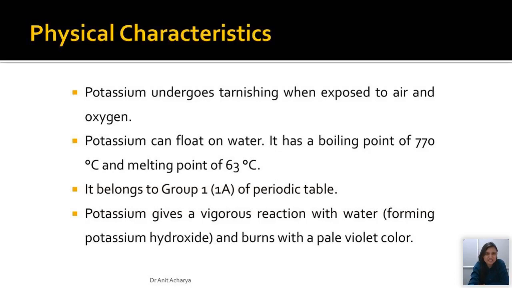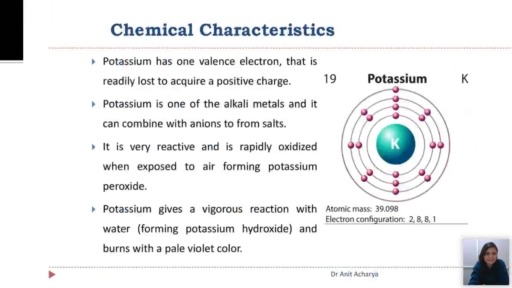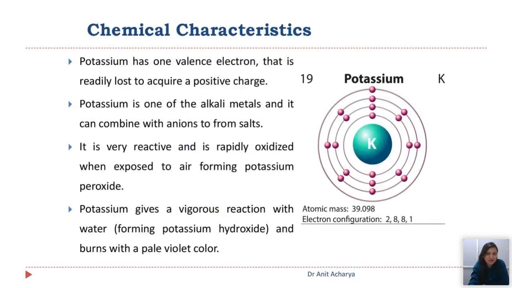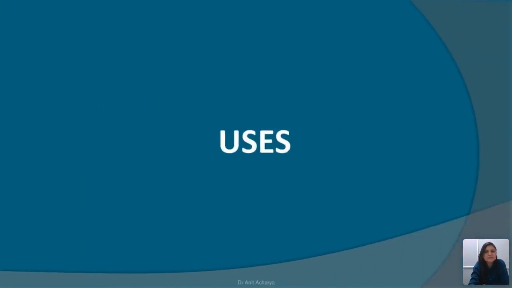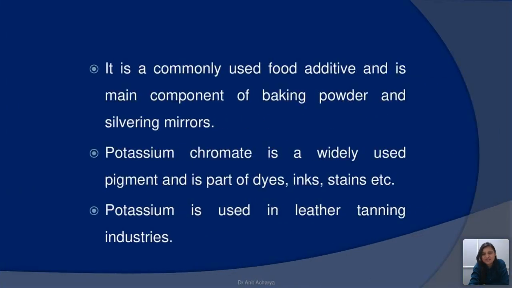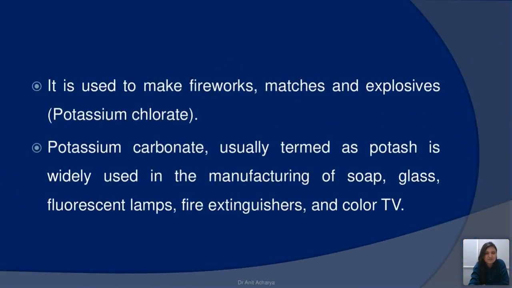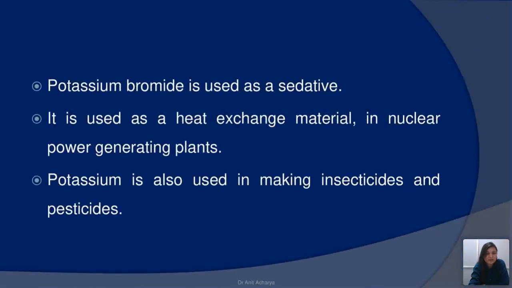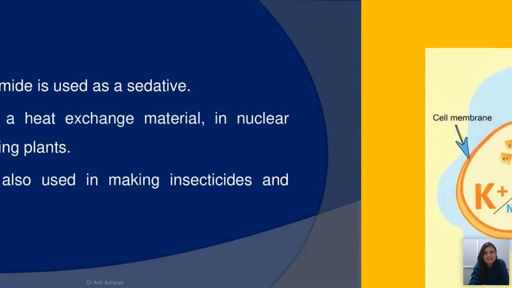Coming to the periodic table, after this slide is how we study the chemical characteristics. The uses: it is used in NPK fertilizer, where along with nitrogen and phosphorus, potassium is equally important. Then these are the uses: used as an additive, in dyes, leather tanning. This is just for brushing up. Potash is used for preparing soaps, and as a sedative, insecticides.